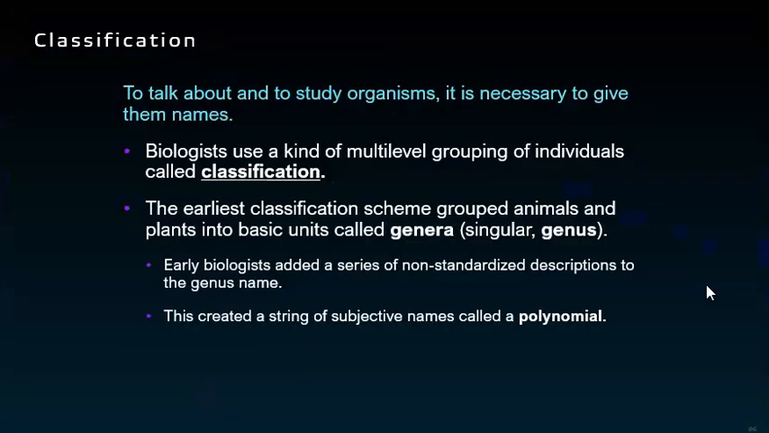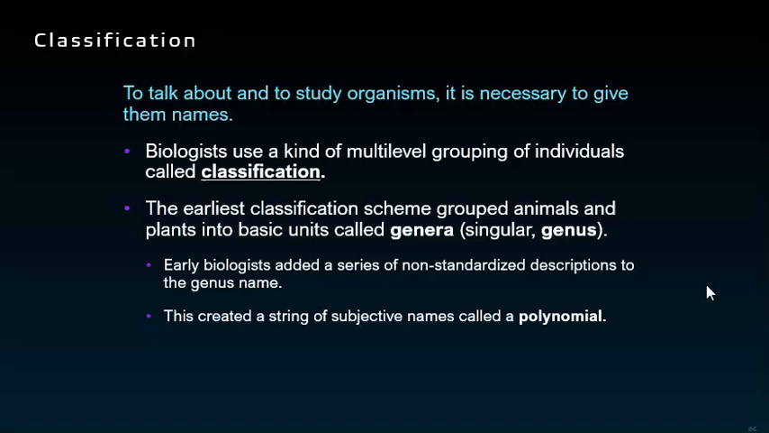And whenever we want to talk about studying organisms, it's necessary to give them names. This has been going on for many, many years. Biologists use a kind of multi-level grouping of individuals, and that's called classification. So we are classifying all these species into different groups. The earliest classification scheme grouped animals and plants into basic units called genera, which is just the plural for genus.